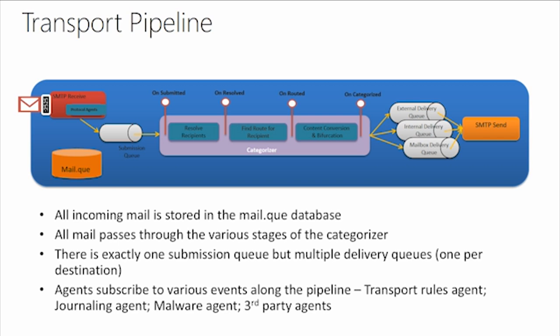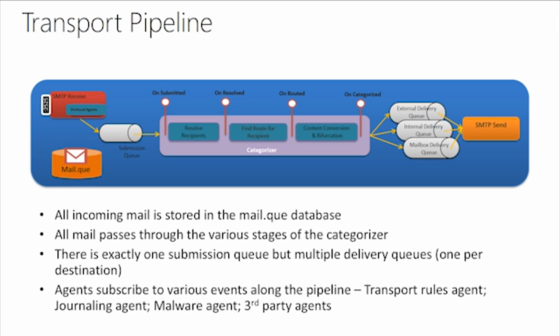It will then receive this message and place it in a submission queue. And then you see all the things that the categorizer does. It first resolves the recipients. So it sees, this message is for this user, this message is for another user. And then it will find the best route for that recipient. It says, this is a local database user, or this is a user in another site, and so on. And then the categorizer will also do the content conversion. So if it needs to do that, it will convert that content.